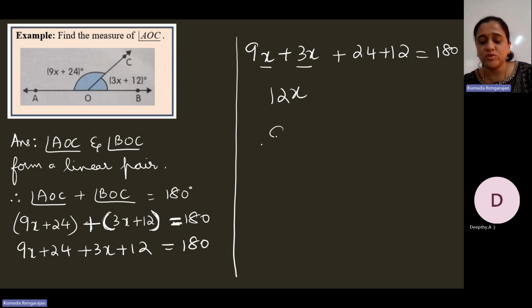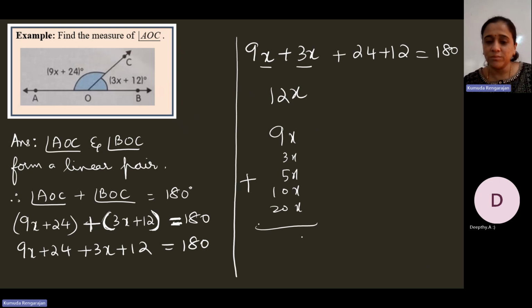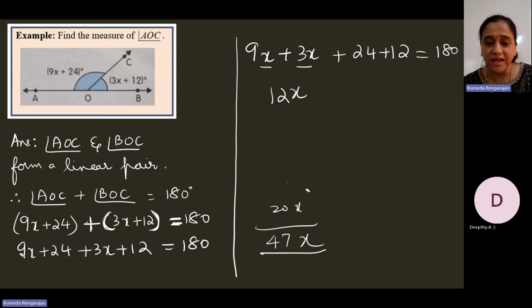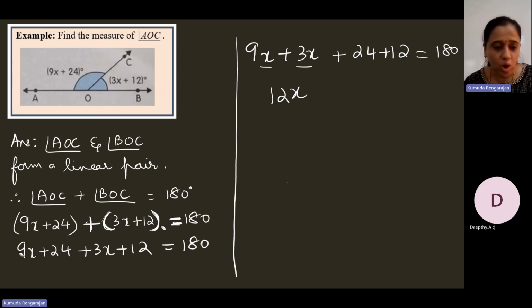How many x terms do you have? Supposing you have 9x, 3x, 5x, 10x, 20x. However many x terms you have, if you have to add them, the answer is in x. 9 plus 3, 12. 12 plus 5, 17. 17 plus 30, 47. See, all are like terms. They're all x terms only. Remember that. This is the rule. When you add or subtract like terms, the result is also a like term.